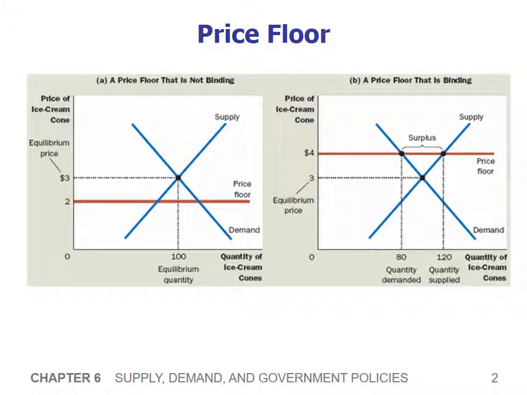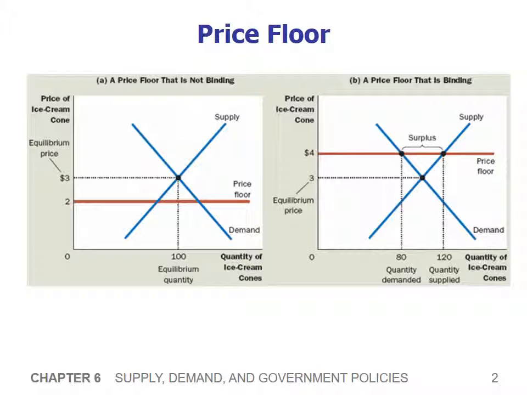The other form of government intervention is a price floor. Now price floor is usually with the intention of protecting the suppliers. Price floor is the lowest price at which the price of a commodity can fall. In panel A, the equilibrium price for ice creams is $3 and government has set a price floor of $2. So price of ice creams cannot fall below $2.